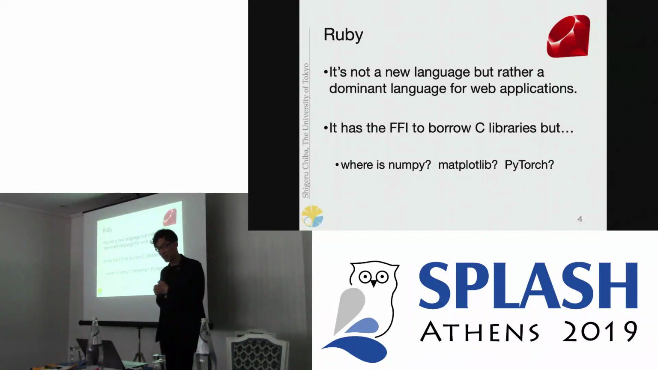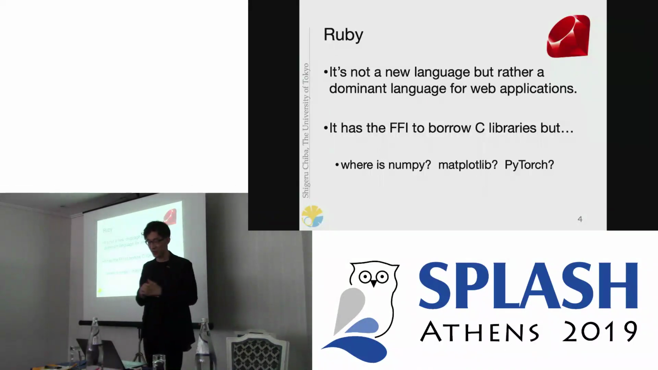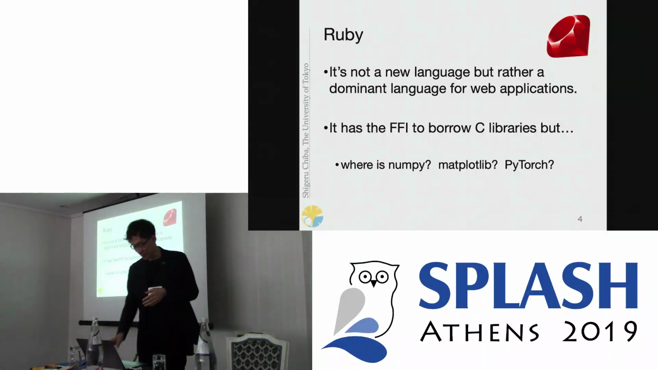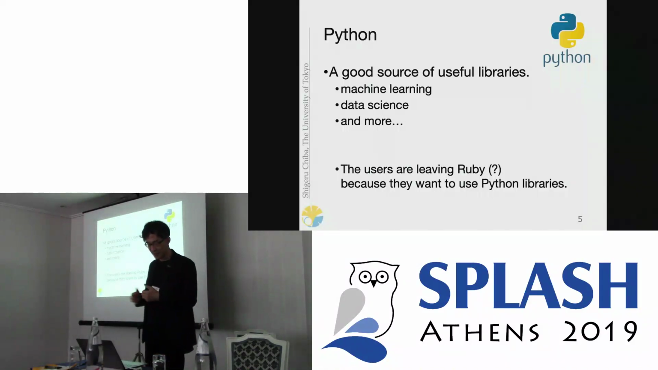But nowadays, people start saying, where is my NumPy in Ruby? Where is my matplotlib in Ruby? PyTorch, maybe RubyTorch, something like that. TensorFlow, Ruby TensorFlow. The reason is that Python is now one of the major sources of useful, practical libraries. Many useful libraries are written in Python these days, for machine learning and data science and more and more. Even in the web application domain, there are lots of nice Python frameworks and interfaces.